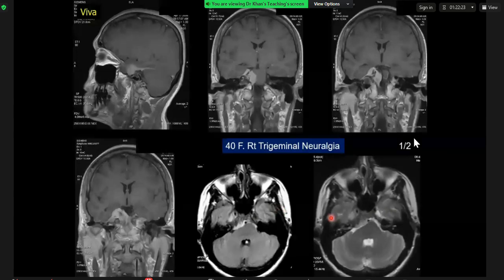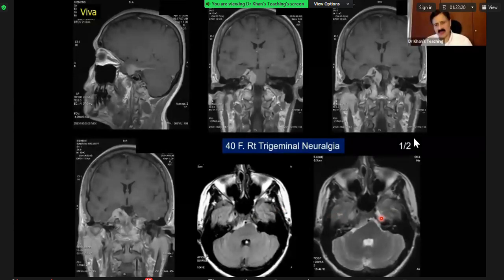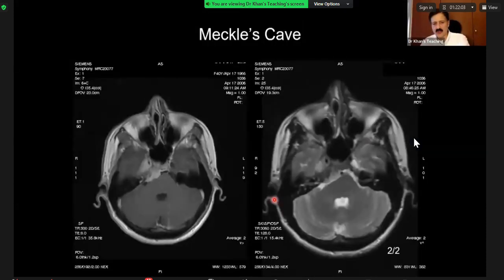So, okay, this is the Meckel's cave here, and this is replaced by this mass. And on a FLAIR sequence also, it is replaced. So this is why the patient had trigeminal neuralgia. Okay, thank you, candidate 4. Candidate 5, are you with us?